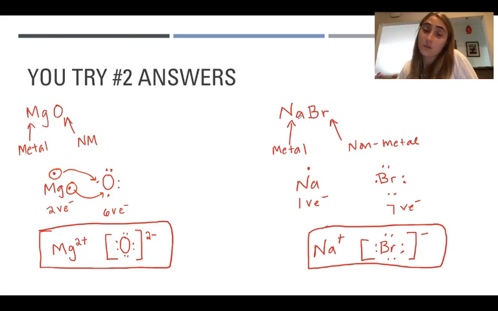For NaBr, we have sodium. Sodium is our metal and bromine is our nonmetal. Sodium has 1 valence electron. Remember, we found valence electrons by looking at the periodic table or completing an electron configuration. And bromine has 7 valence electrons, so it is missing 1 to fulfill its octet. So sodium is going to donate its 1 valence electron to bromine, and bromine is now going to have its full octet. Sodium lost 1 valence electron, so it has a 1+ charge, and bromine gained 1 valence electron, so it has a 1- charge. And remember, we put the brackets around bromine.